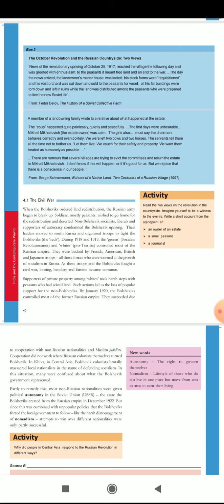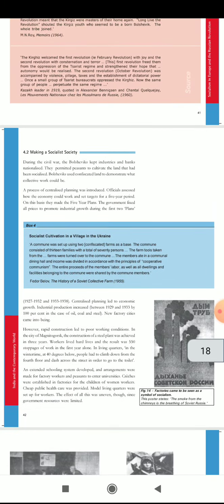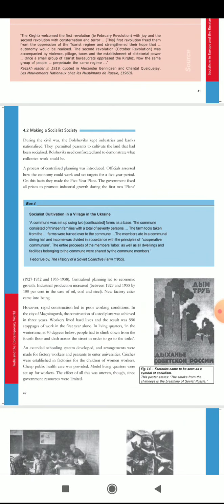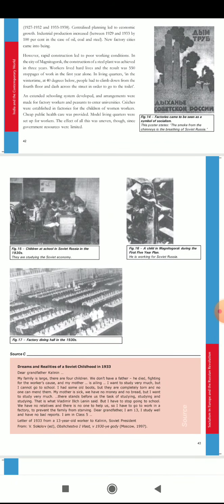But where these laborers were living, the conditions were not good. Cheap public health care was provided to them. So in this case we can say that he wanted more and more production, but he also did some good work. He started crèches for the children of the people engaged in laboring work. You can see in these 3 pictures given on page number 43, children's school in Soviet Russia in the 1930s. This was also started by Stalin. You can see how the pictures are given here.